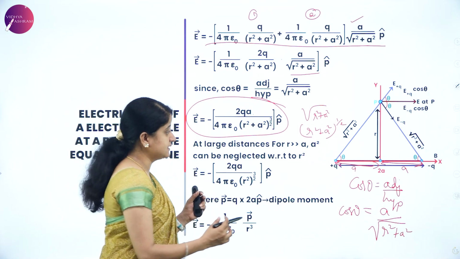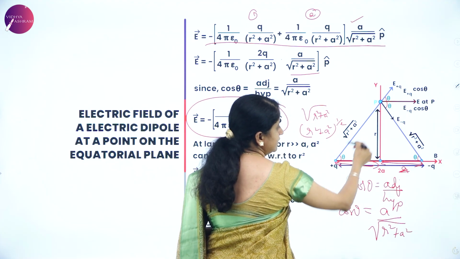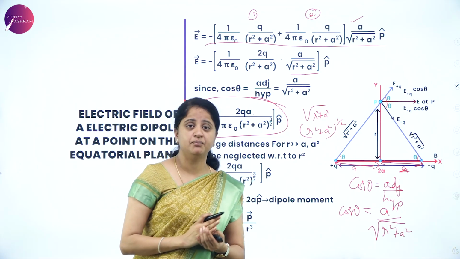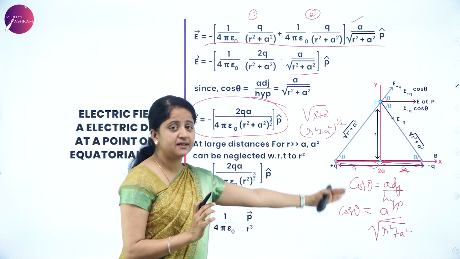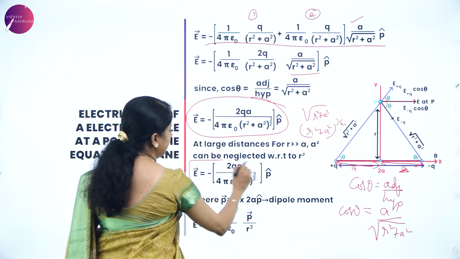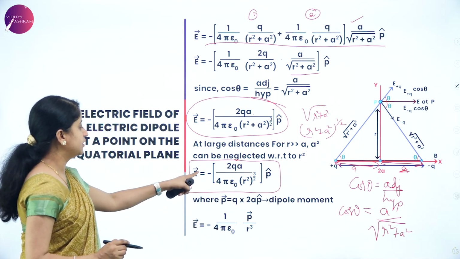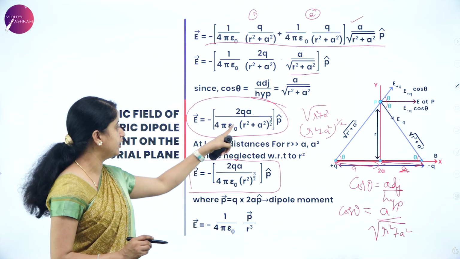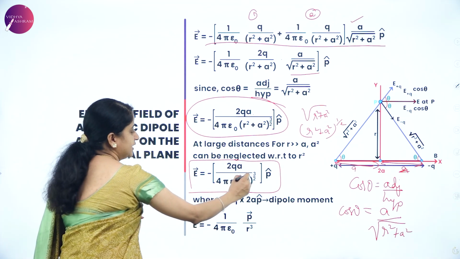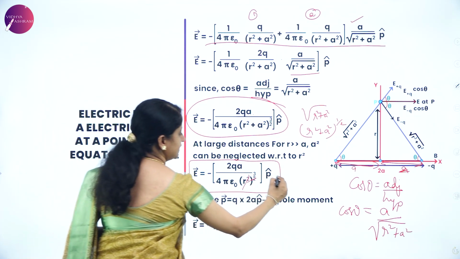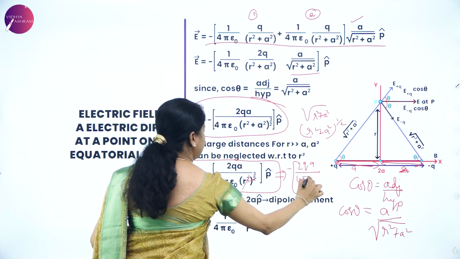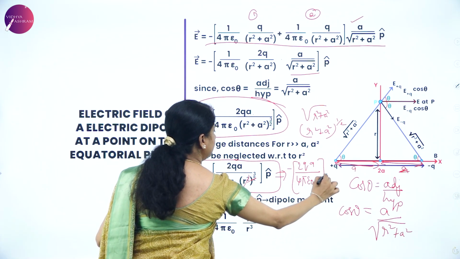Now at large distances, you can observe here we have a here and this is r. So at large distances, when the point P is at a large distance from the center of the dipole, since the value of a is very much lesser than the value of r, we can neglect the term a square and retain the remaining terms. That is, E is equal to minus 2qa divided by 4 pi epsilon naught. When a square is neglected from this term, we get r square to the power 3 by 2, and we can cancel 2 and 2, and we get the expression as minus 2qa divided by 4 pi epsilon naught r cube into p cap.